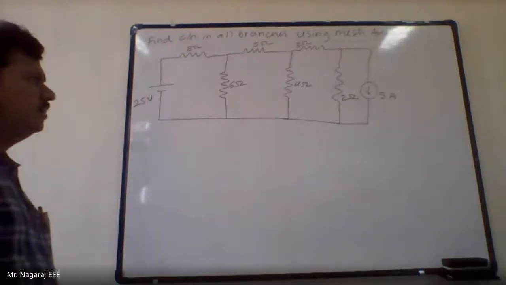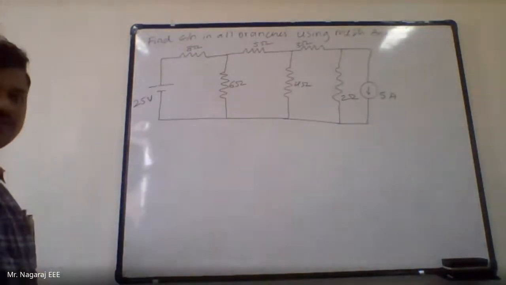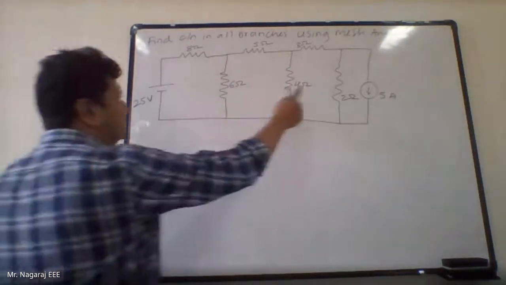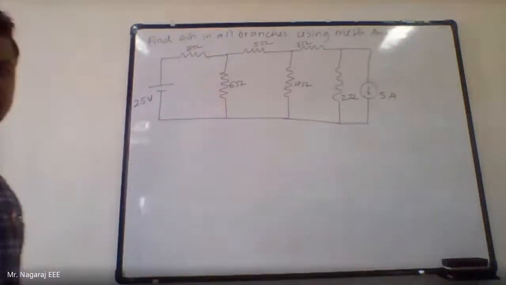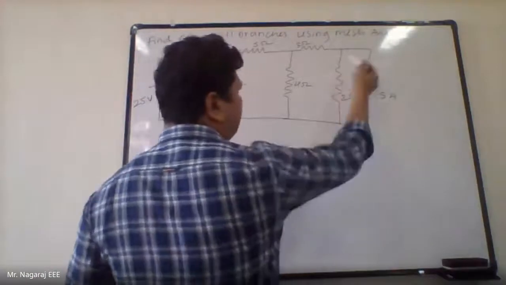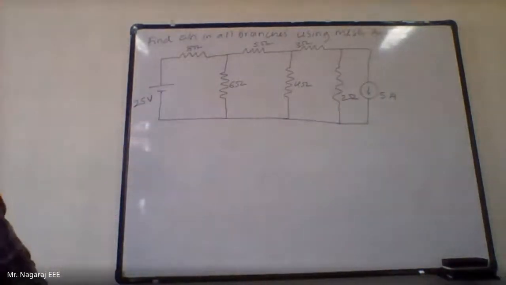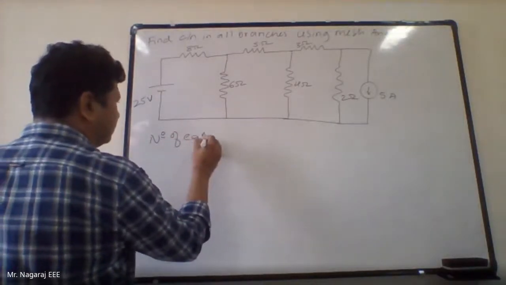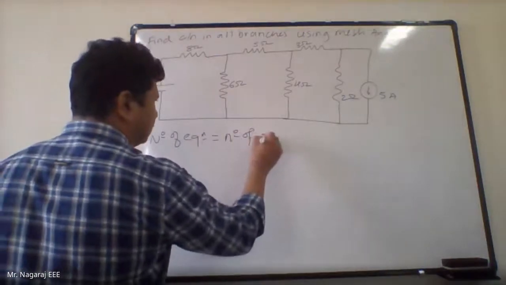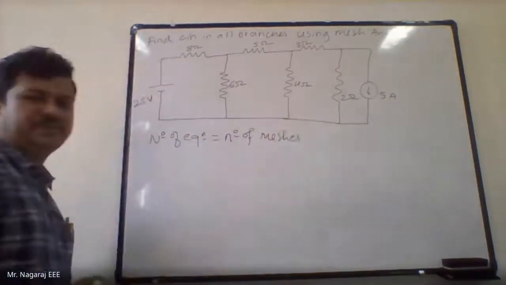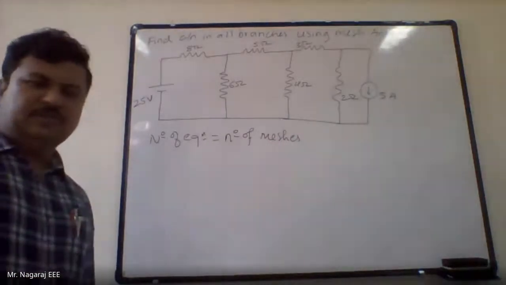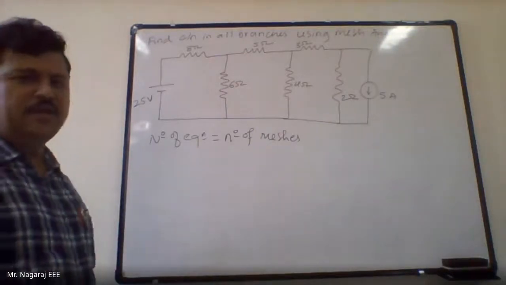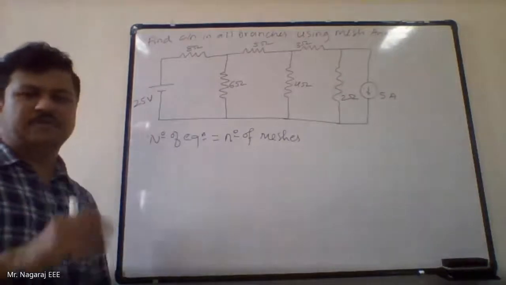Now there are four closed paths, or four loops, or four meshes. Mesh 1, mesh 2, mesh 3, mesh 4. So this will also form a mesh. Now the number of mesh equations is equal to the number of meshes. So if there are three meshes, there will be three equations. If there are four meshes, there will be four equations. If there are five meshes, five equations, and so on. So here there are four meshes, there will be four equations.